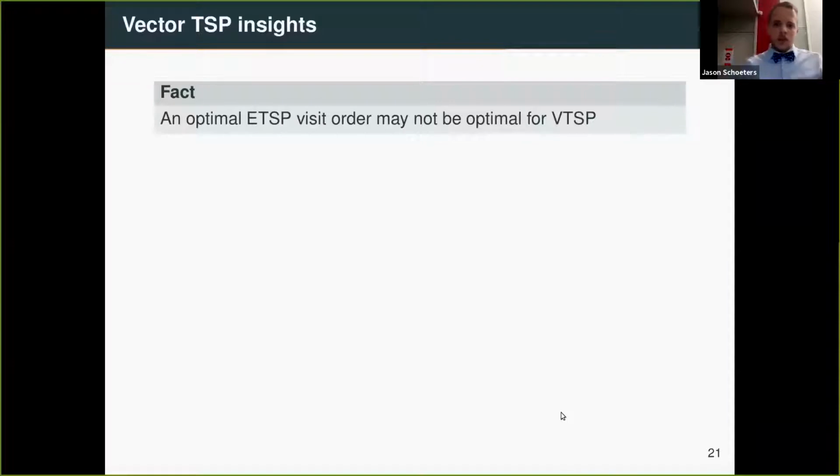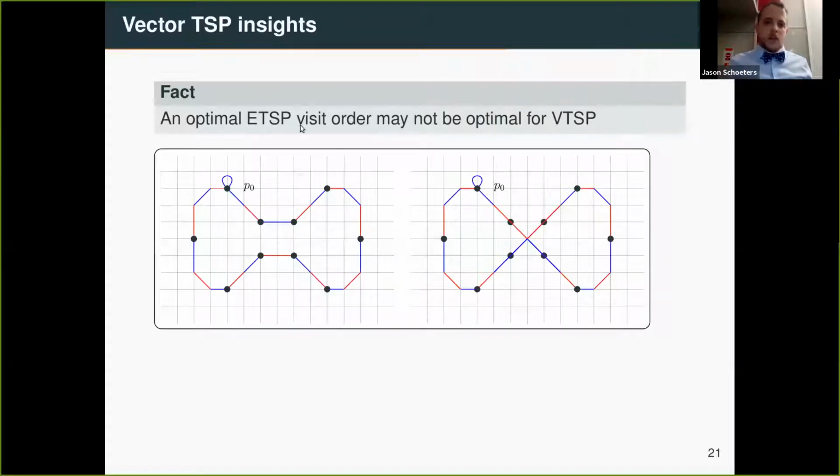Now let's start with a little bit of insights in this new problem of vector TSP. Probably the most important insight that we present is the following. We say that even if you are able to compute an optimal TSP visit order or Euclidean TSP visit order, then this may still not be enough to solve vector TSP. In other words, an optimal eTSP visit order may not be optimal for vector TSP. And we prove this through this little example. You have 10 cities over here with starting city at the top over here.